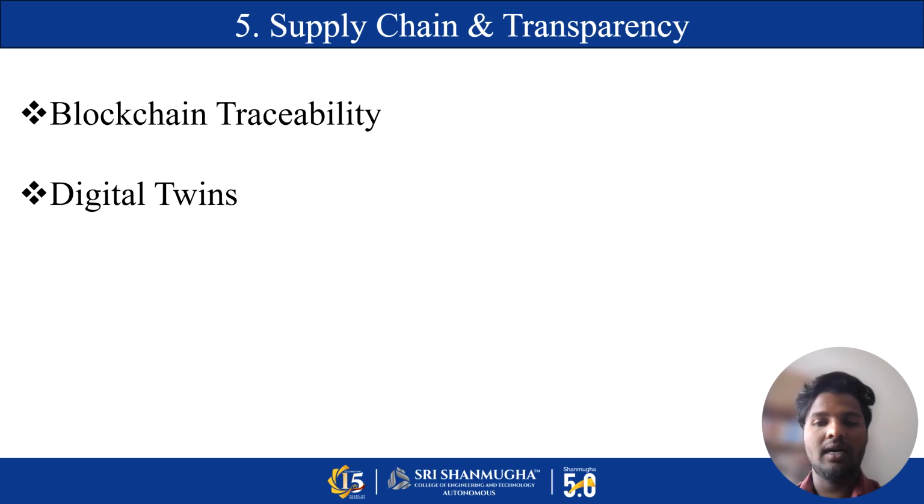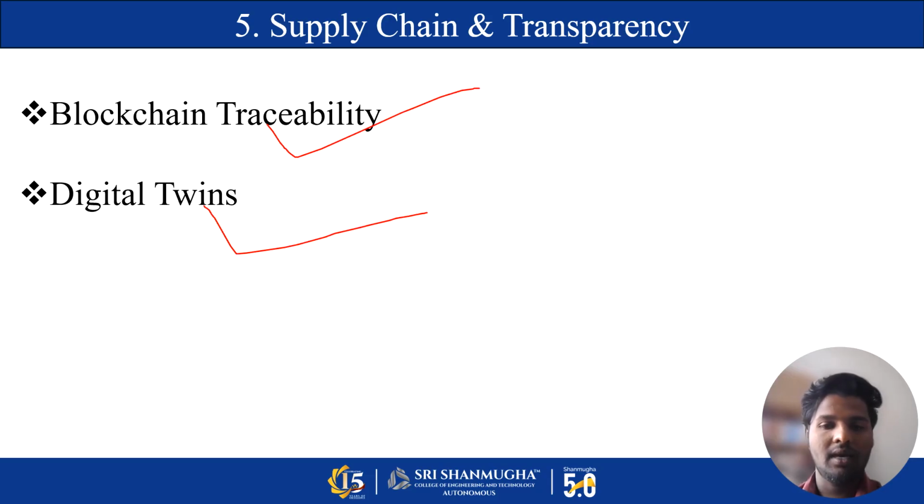The next one is supply chain and transparency. Here you can see two things: blockchain traceability and digital twins. I'm going to tell you what they are. Supply chain and transparency is the final technological domain, and it addresses the trust gap between urban consumers and the food they eat.